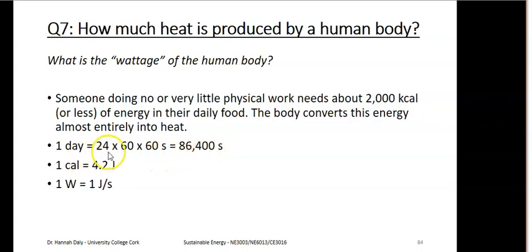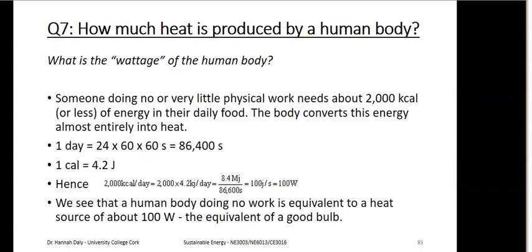86,400 seconds, 24 hours a day, times 60 minutes per hour, times 60 seconds per minute. So 86,400 seconds. 1 calorie is 4.2 joules, and 1 watt is 1 joule per second. If you know all those things now, can you go and figure that out? What's the wattage of the human body?